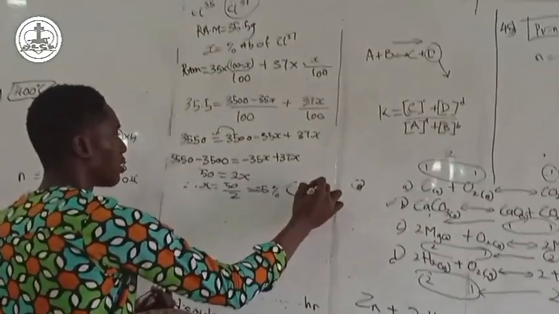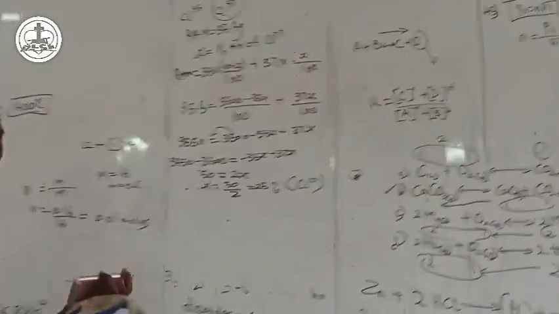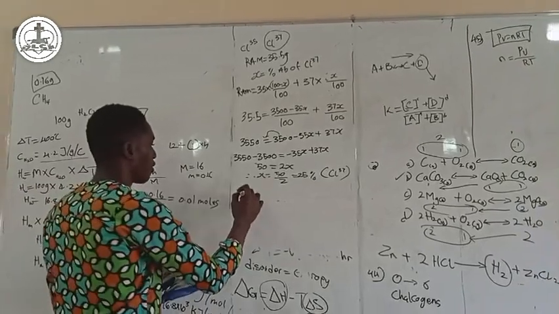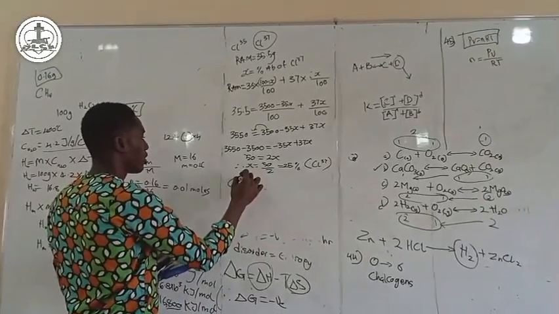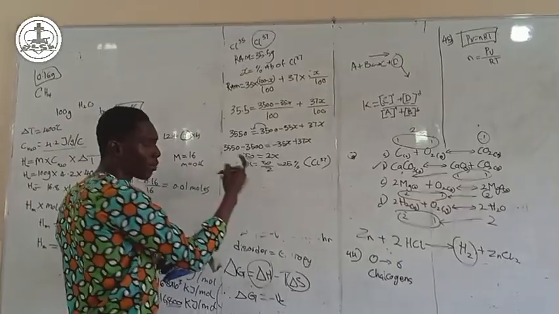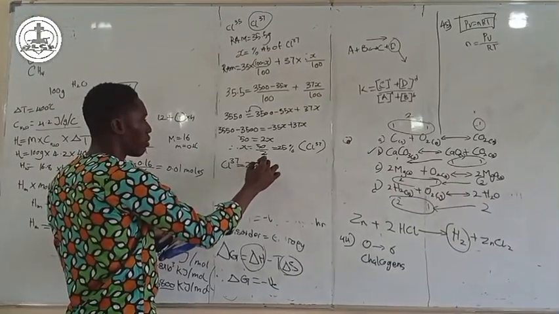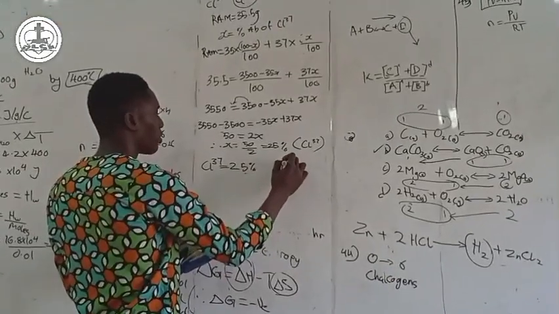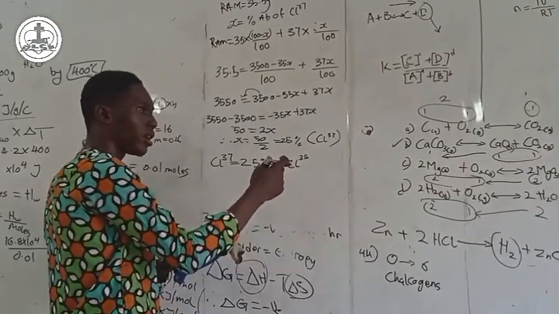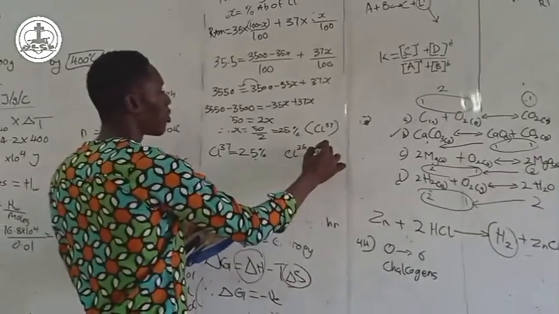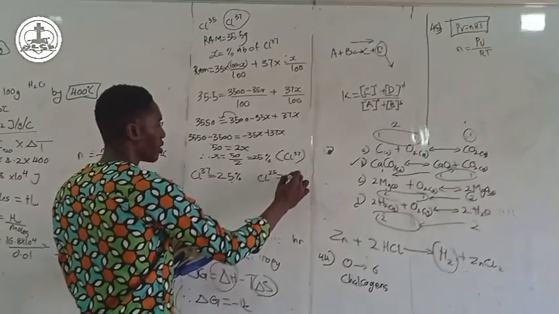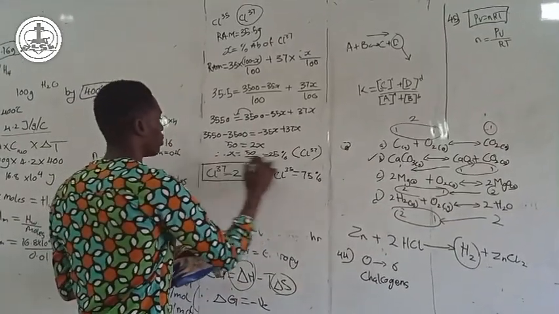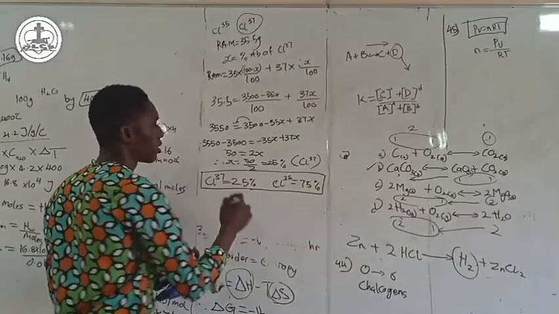Since these are two popular isotopes, have it at the back of your mind that chlorine 37, which is the heavier isotope, has the lesser percentage, which is 25 percent, and chlorine 35, which is the lighter isotope, has the greater percentage. This is a common fact.